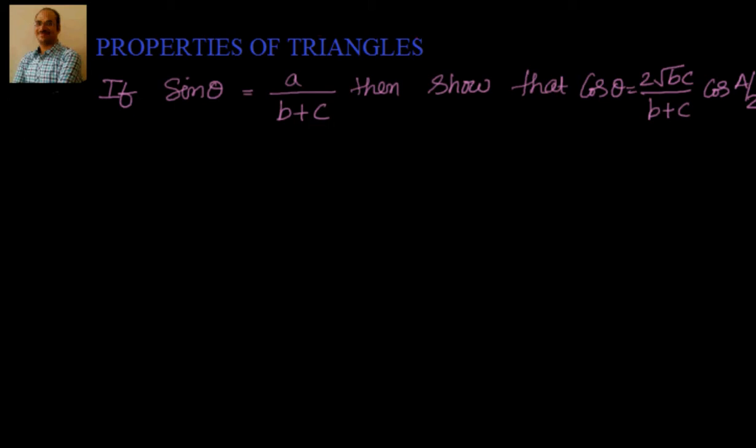We are solving examples as part of properties of triangles. This is an example. If sin theta equals a by b plus c, then show that cos theta equals 2 root bc by b plus c into cos a by 2. Now, we see here we have sin theta, and we have to prove cos theta.